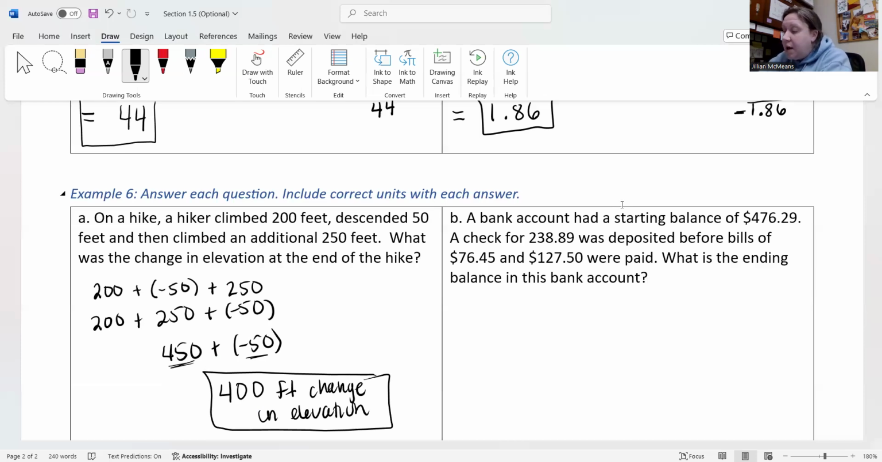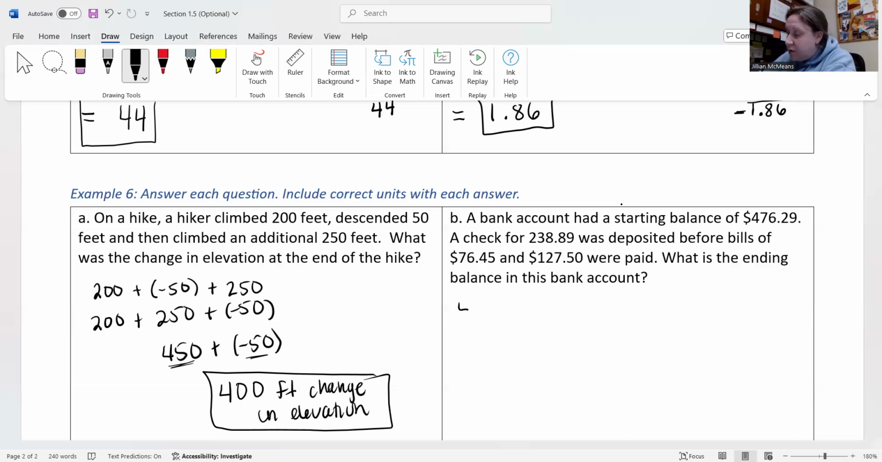Now, for Part B, a bank account had a starting balance of $476.29. A check for $238.89 was deposited before bills of $76.45 and $127.50 were paid. What is the ending balance in the bank account?